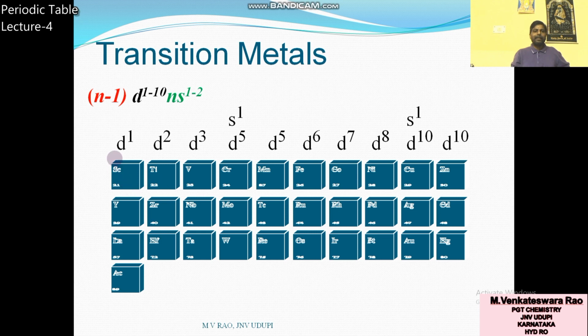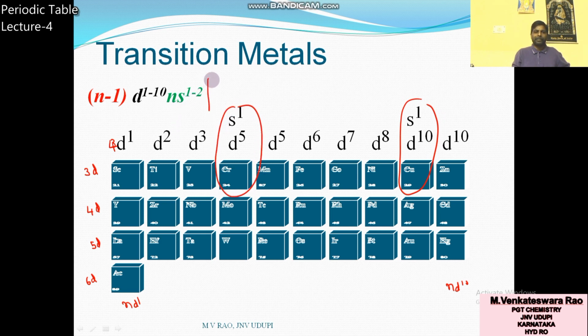You can see 3D series, 4D series, 5D, 6D. It is D1 to D10. If it is 3D, 3D1. For 4D series, 4D1. General nD1 to nD10. You can find anomalous configuration for copper and chromium. Special, anomalous, different configuration. This is the general electronic configuration of transition metals.